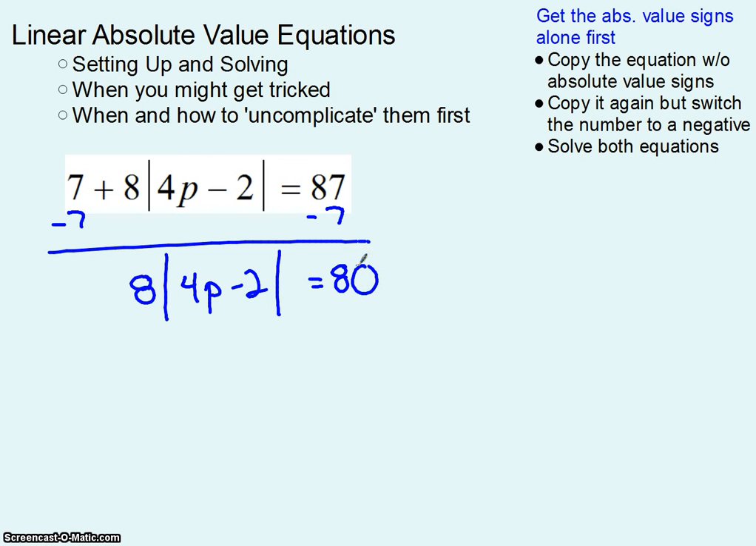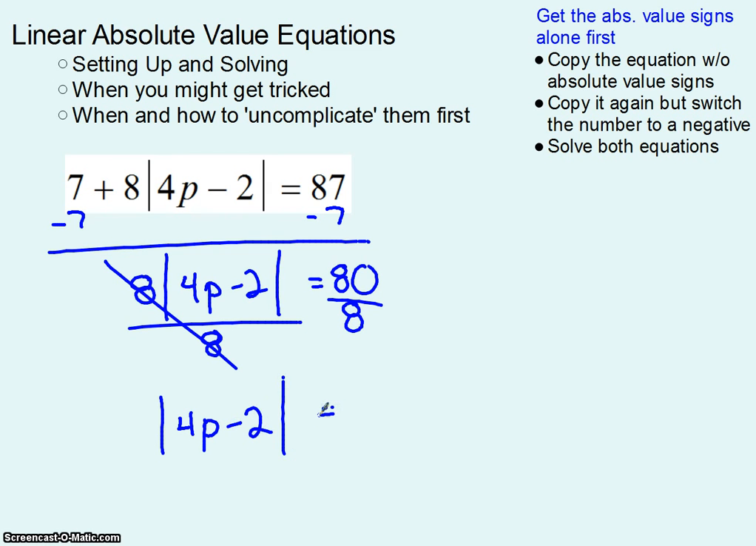We're not quite ready yet to copy the equation and go on from there because we've got an 8 out here. And that 8 is attached to everything else by multiplication. So let's just divide it off. Let's divide both sides by 8. And I get the absolute value of 4p minus 2 equals 10. And now I'm ready to write my two equations.